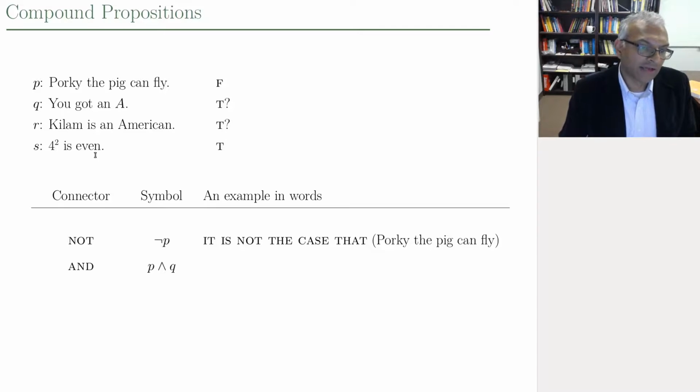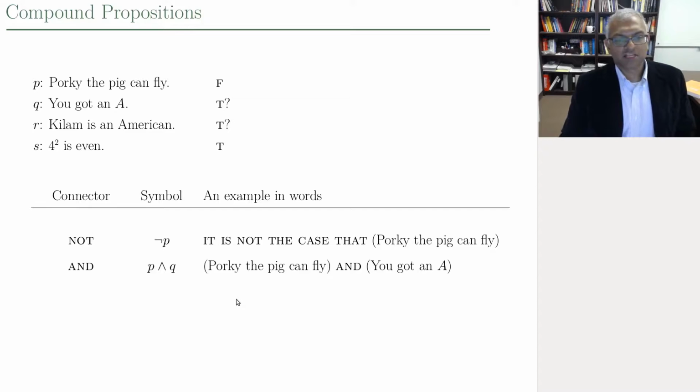So, we have the symbol, this upside down wedge. So P and Q. Okay, so P and Q. So in this case, P is Porky the pig can fly, Q is you got an A, P and Q is the statement Porky the pig can fly, and you got an A.